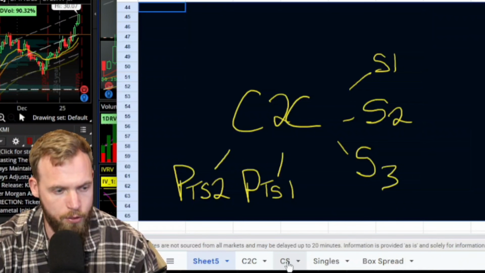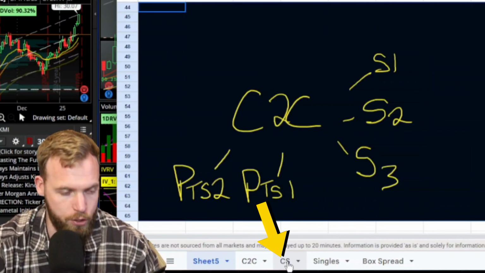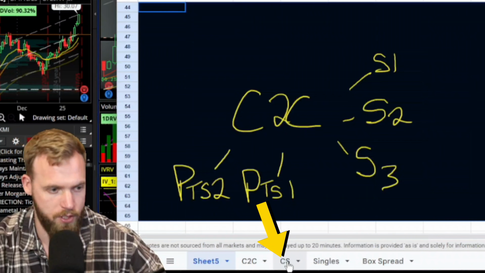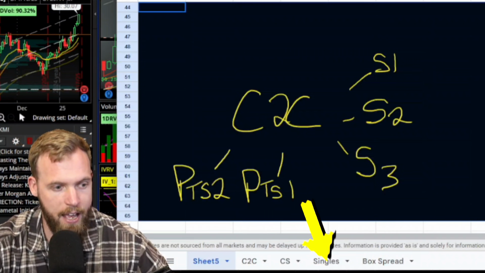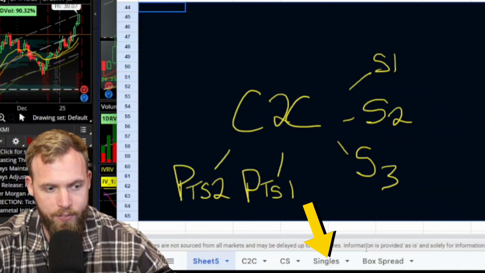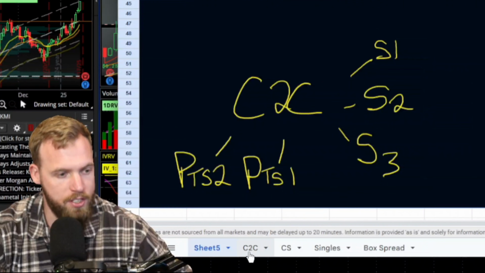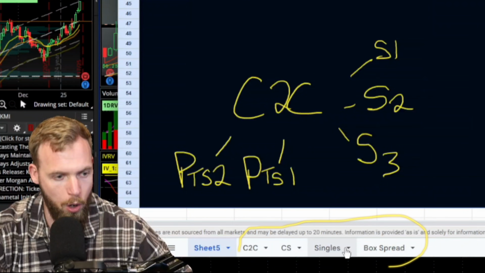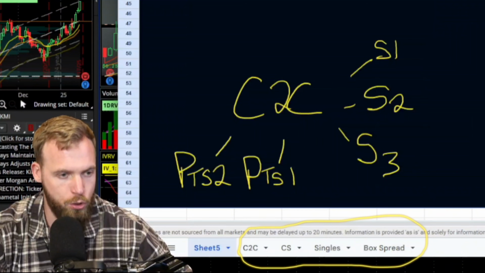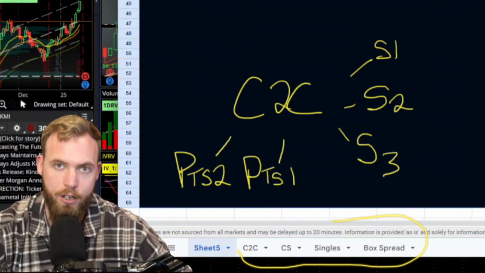So we have a covered strangle tab here. If you're following the covered strangle videos that I've been doing, you will have seen a lot of these. Then I have things for single options. Then I have another tab for box spreads. But the C2C tab is going to collate all of them into one visual spot for me. Think of it like a dashboard.